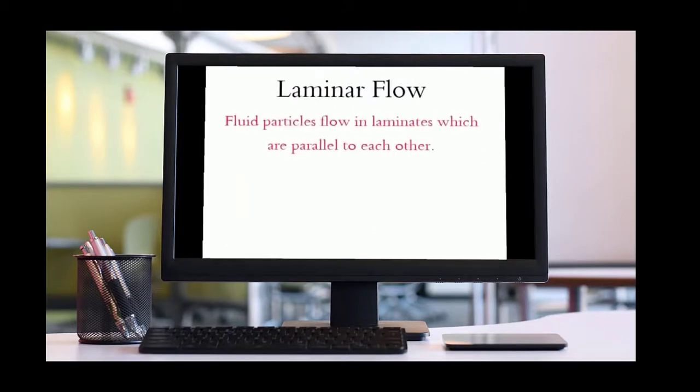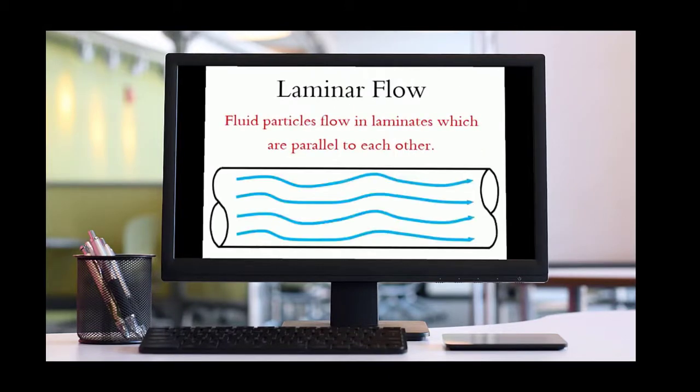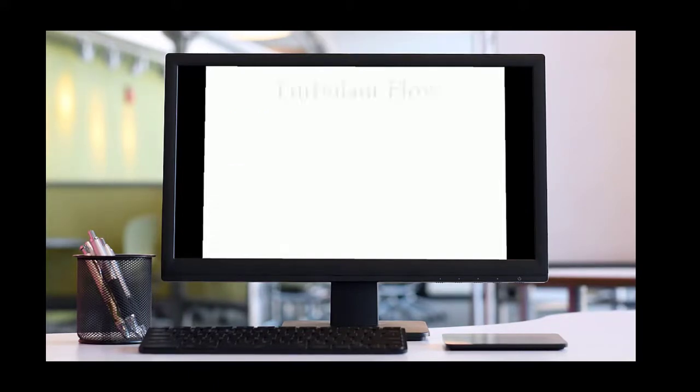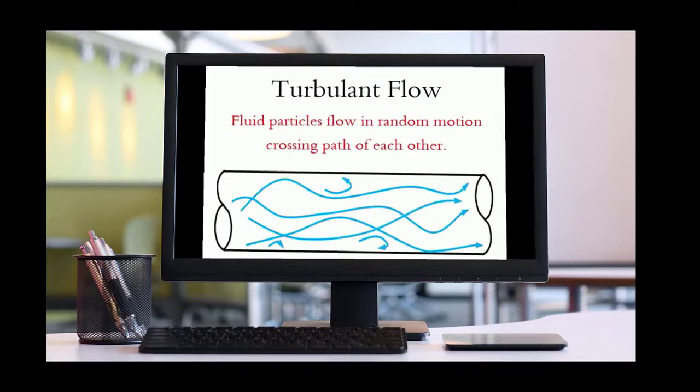The flow in which the adjacent layers do not cross each other, and move along a well-defined path, is called laminar flow. For example, flow of blood in small veins, flow of oil in bearings, flow of highly viscous fluids etc. The flow in which the adjacent layers cross each other, and do not move along a well-defined path, is called turbulent flow. For example, flow through a river or canal, smoke from a chimney etc.